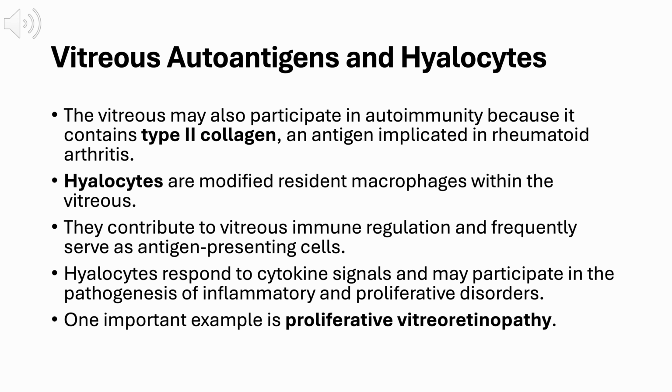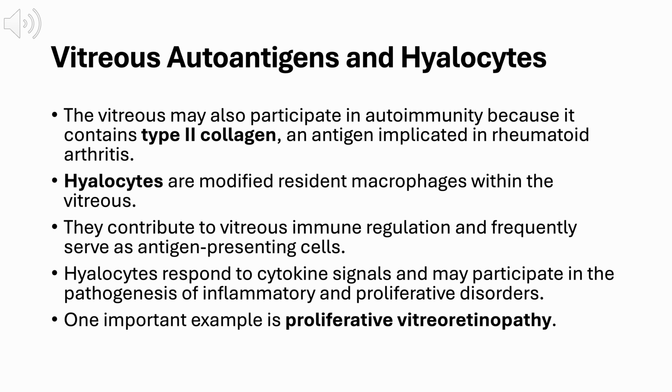Building on the vitreous as a biologically active tissue, consider its autoimmune potential and its resident immune cells. The vitreous contains type 2 collagen, and that matters because type 2 collagen is an antigen implicated in rheumatoid arthritis. So the vitreous carries a potential autoantigen that could participate in autoimmune processes. The key resident cells are hyalocytes, which are modified resident macrophages living within the vitreous. Hyalocytes do real immunologic work.